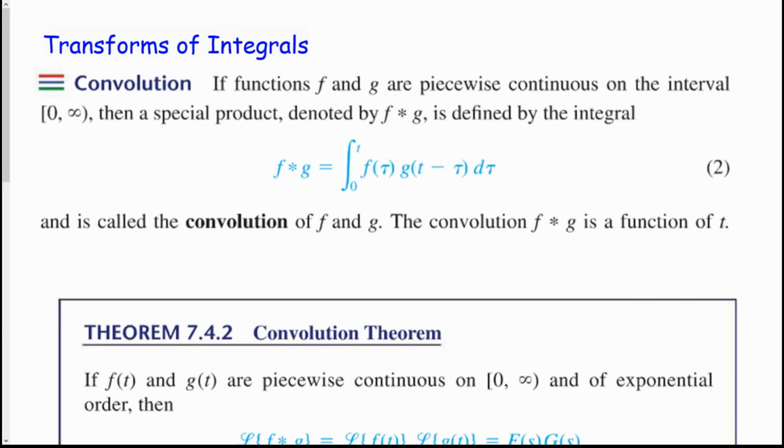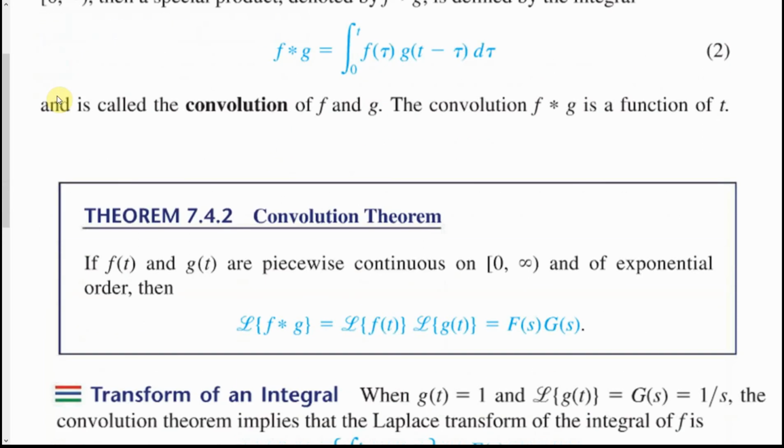You say life as pleasant as possible, and the first word that pops up is convolution, which is like a bunch of stuff that's messy, right? Yeah. Transforms of integrals. If functions f and g are piecewise continuous on the interval from 0 to positive infinity, then a special product, the convolution of f and g, is defined by this integral: the integral from 0 to t of f of tau times g of t minus tau d tau. Oh, tau? Okay.